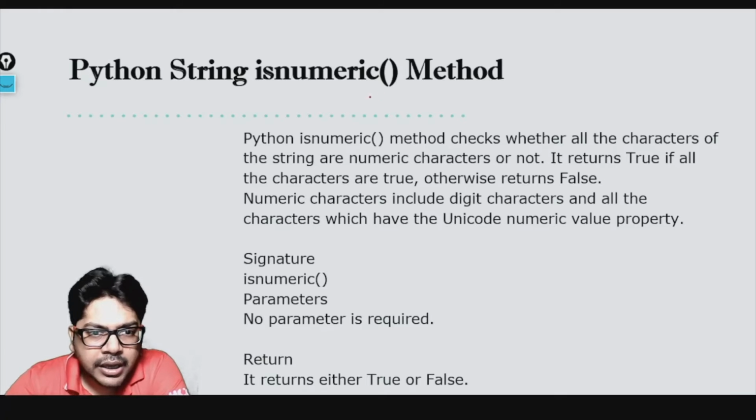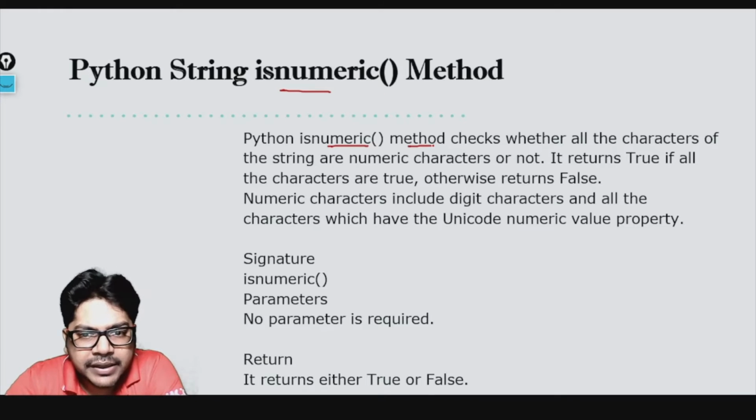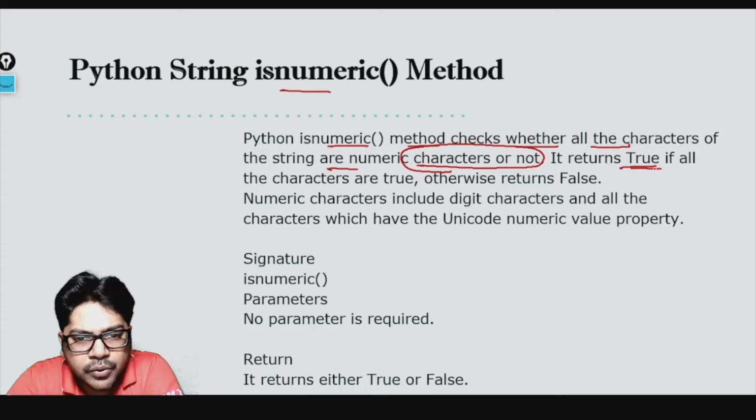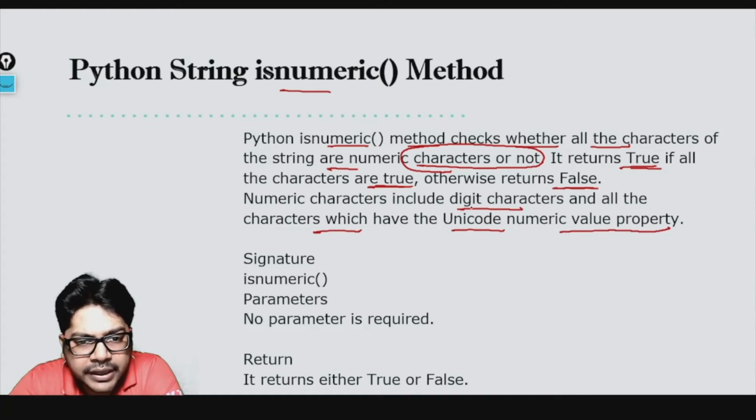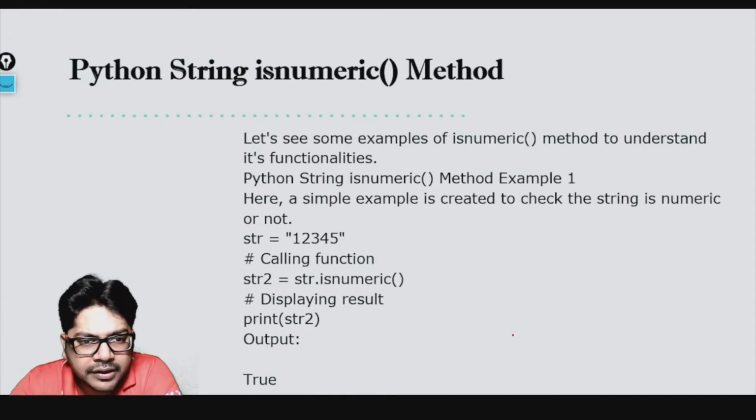Okay, isnumeric. Now the Python isnumeric method checks whether all the characters of the string are numeric characters or not, like all the characters in that are numbers or not, and it returns true if all the characters are numeric, otherwise it returns false. And numeric characters include digit characters and all the characters which have the Unicode numeric value property. The signature is isnumeric, no parameter required, returns true or false. Let us have a look at the example.